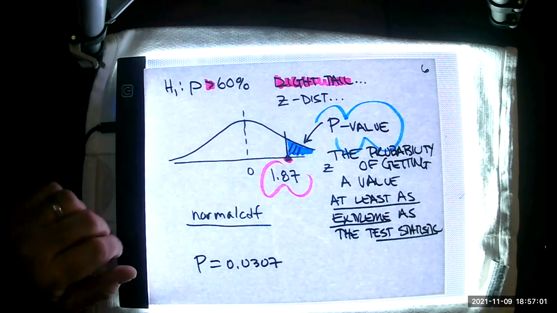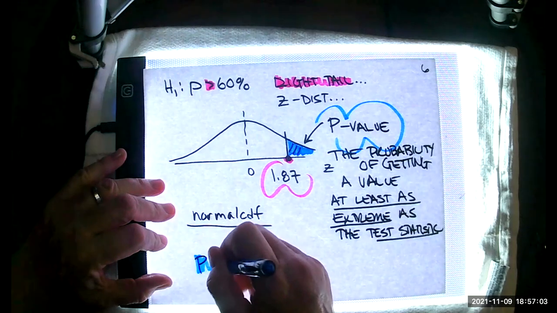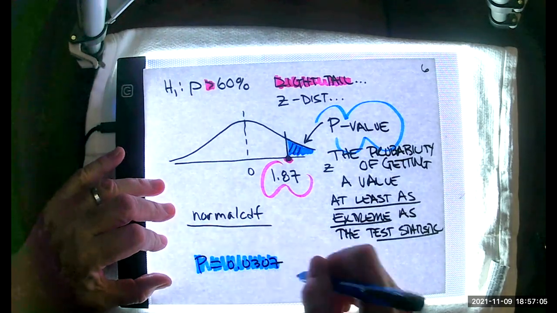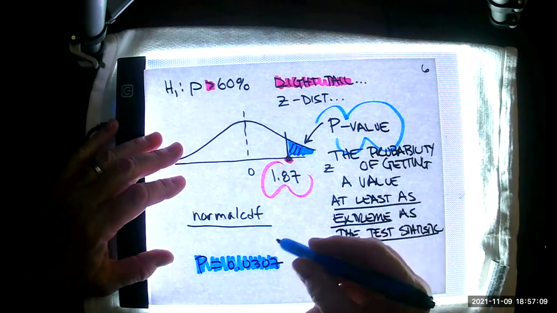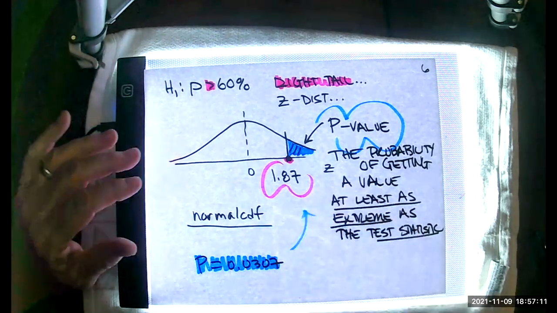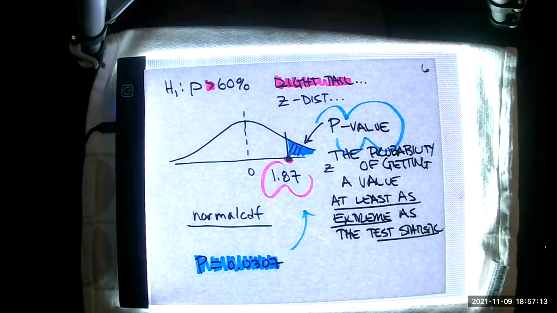As I say, the p-value is 0.0307. That's that little bit of area right up in there. So, that's how we find a p-value. It's really pretty straightforward. It's a question that could have been asked way back in 6.1. That's where we learn these sets of keystrokes.